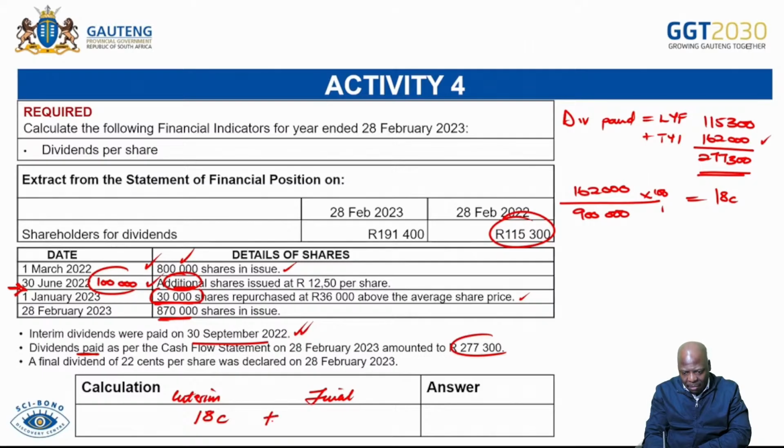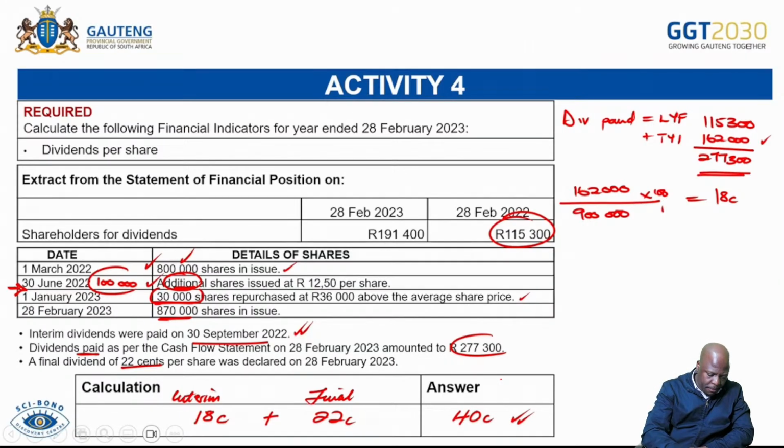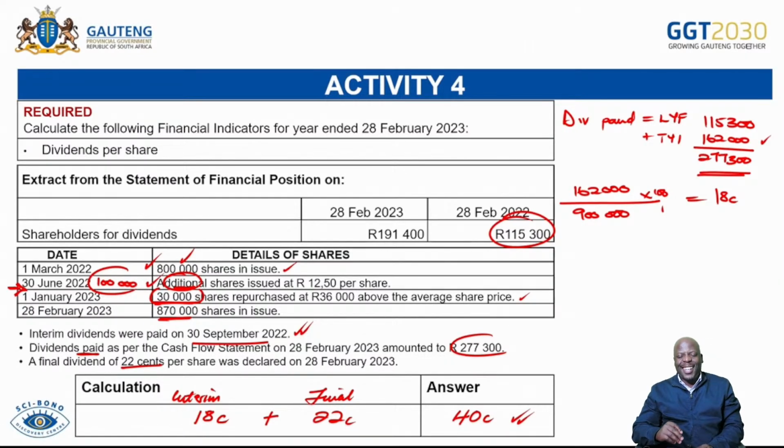Then I have to add my final now. Okay, then they say a final dividend of 22 cents per share was declared. So I simply come and say 18 plus 22. And then that will give me 40 cents. Then that is it. 40 cents over there. So very, very easy. You see how I did it.